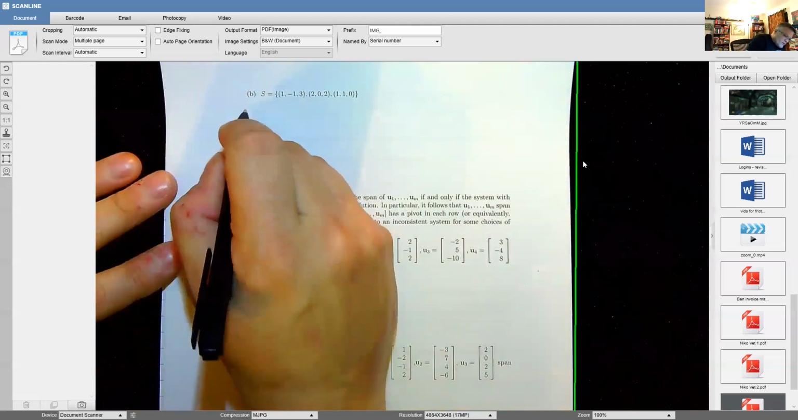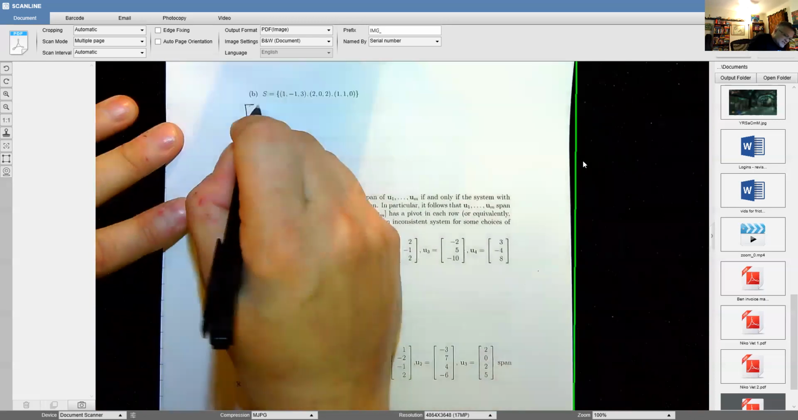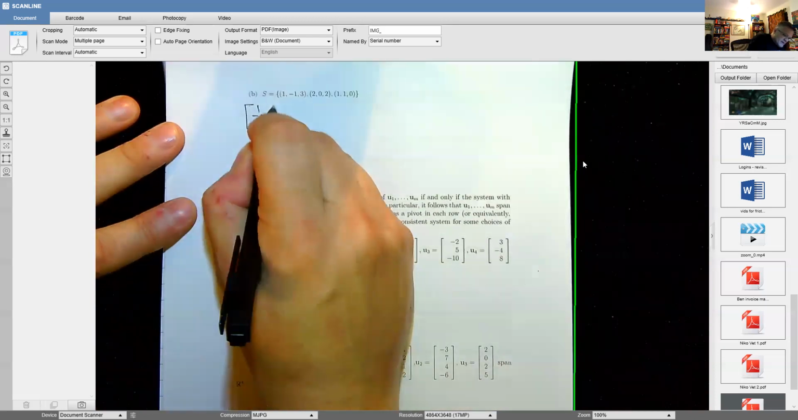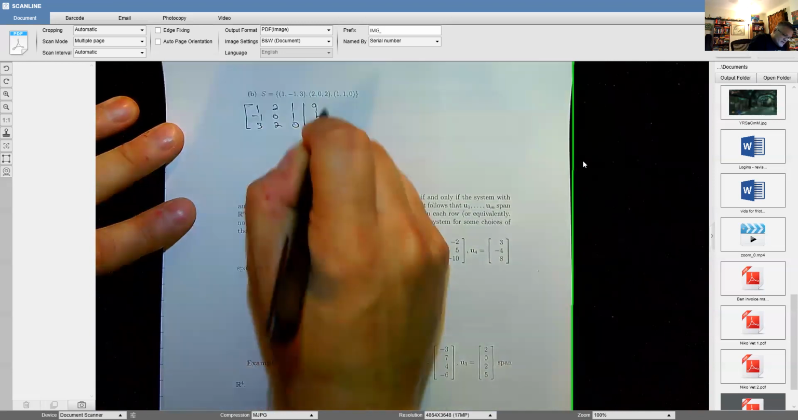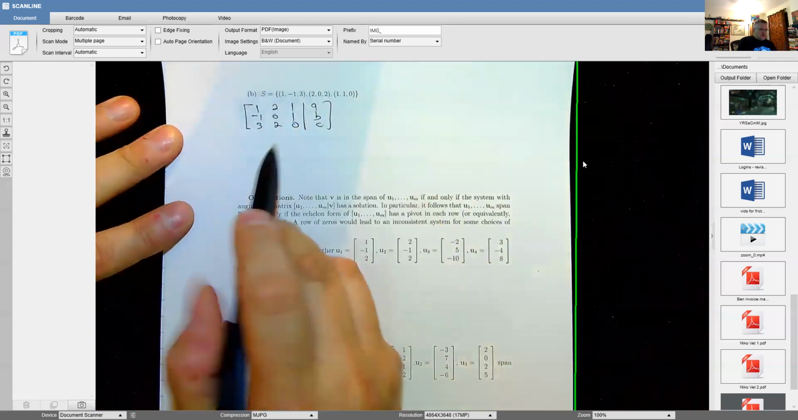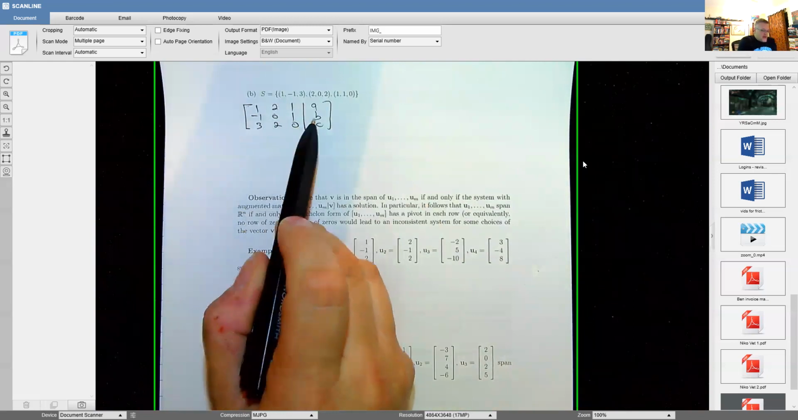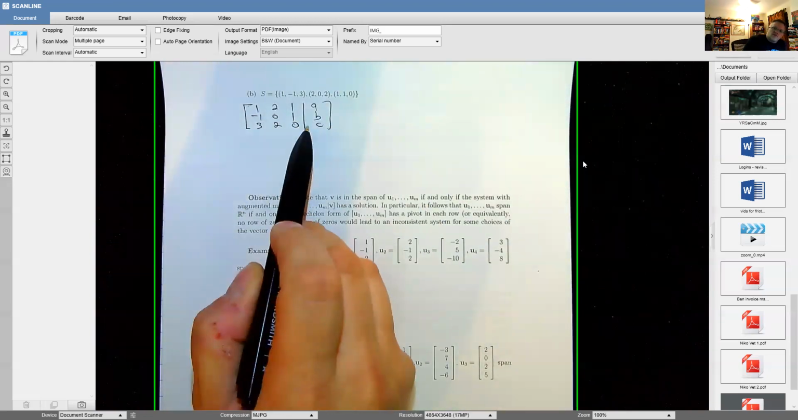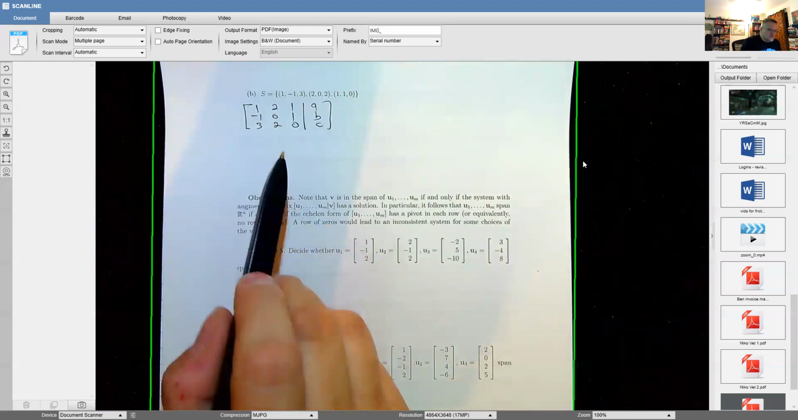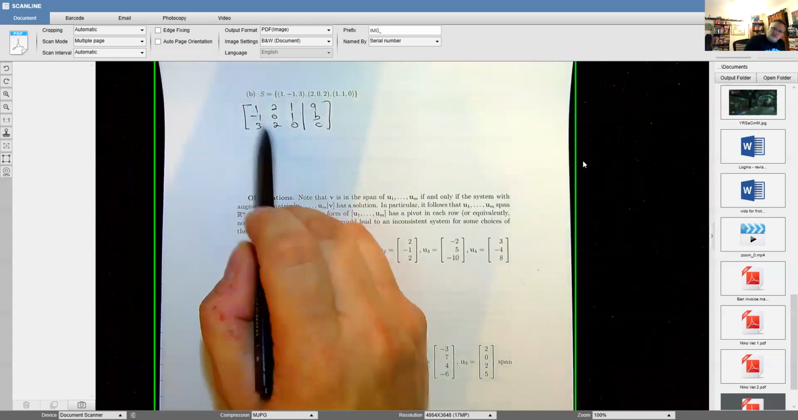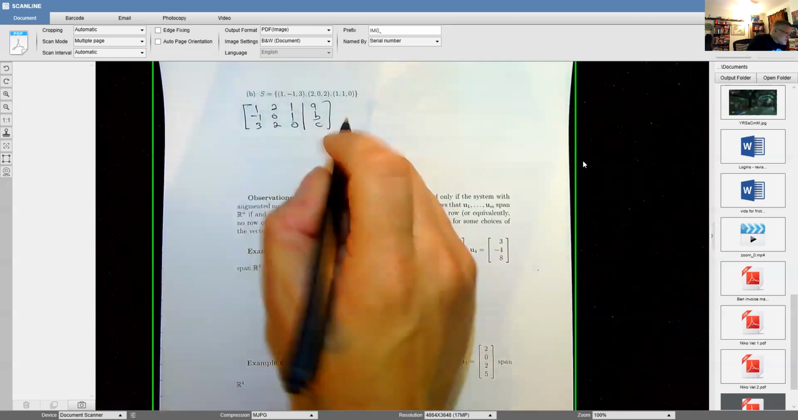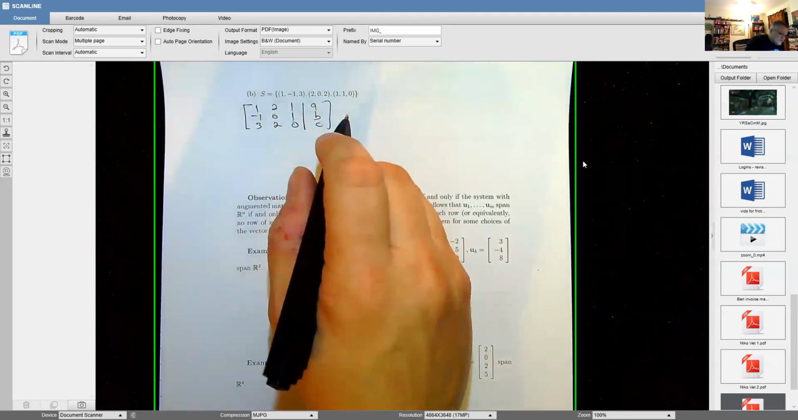So right off the bat, we're going to set up the augmented matrix directly. Seeing the a, b, and c for which this system has a solution is equivalent to determining the span of these three vectors, these column vectors. So let's go ahead and put this into echelon form.